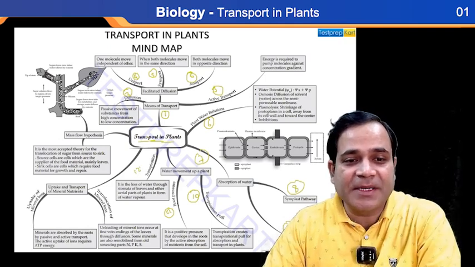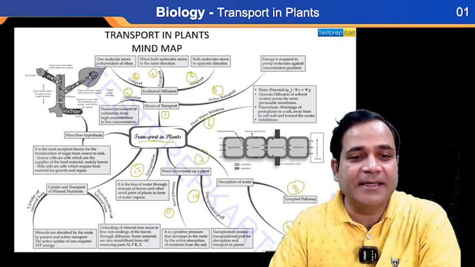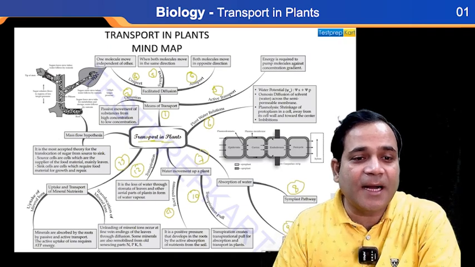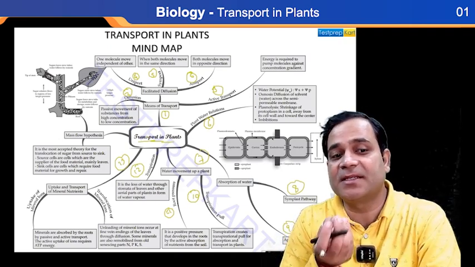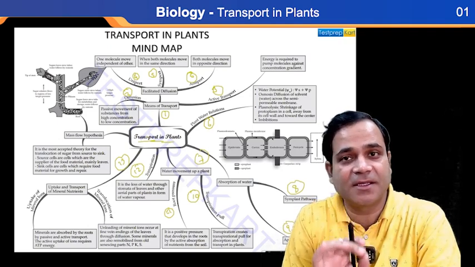Then after knowing about root pressure, we discuss transpiration, my dear. Yes, it is very important. And after that, we should know the uptake and transport of mineral nutrients, and how the uptake and transport of mineral nutrition will take place. This one is also very important.